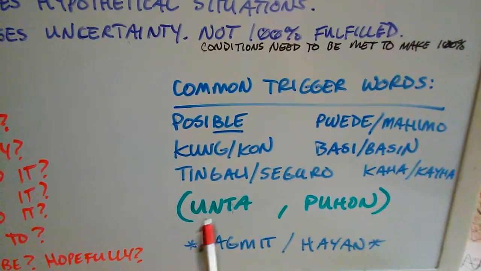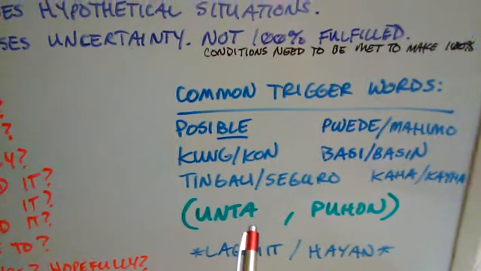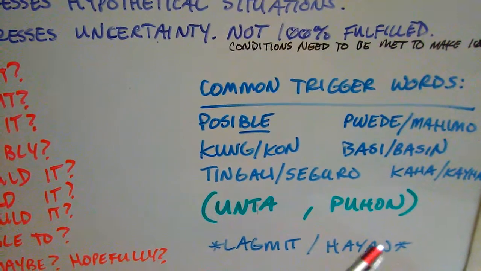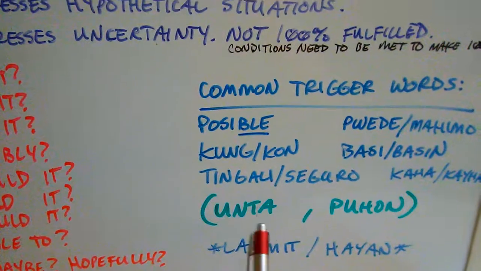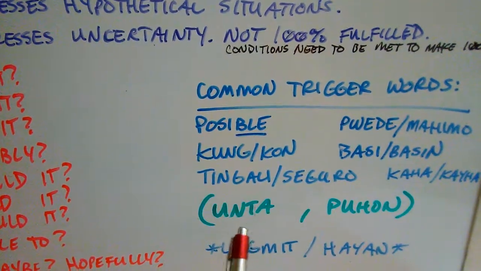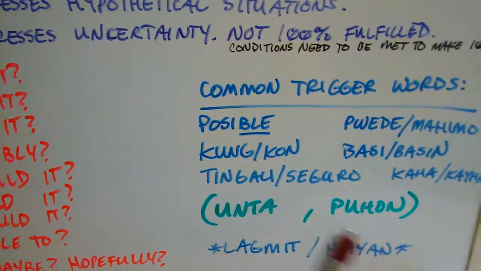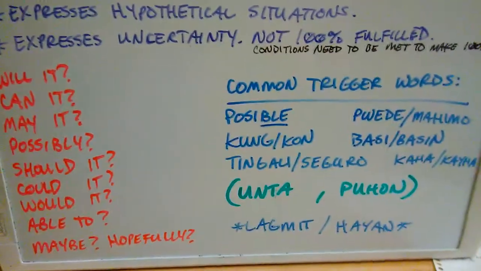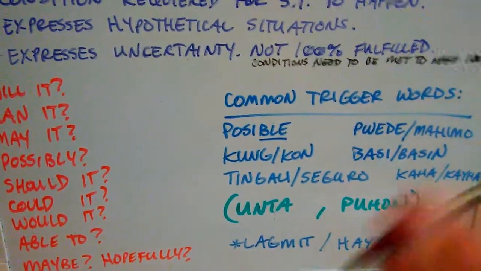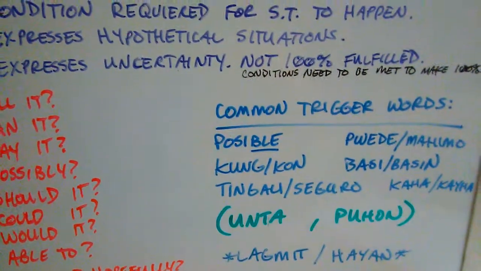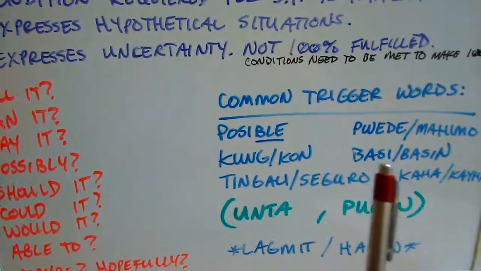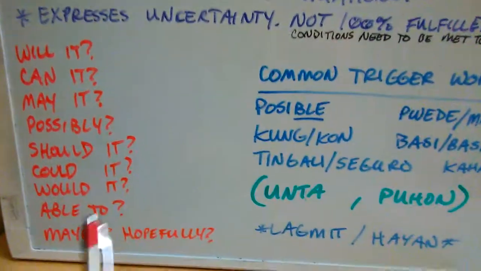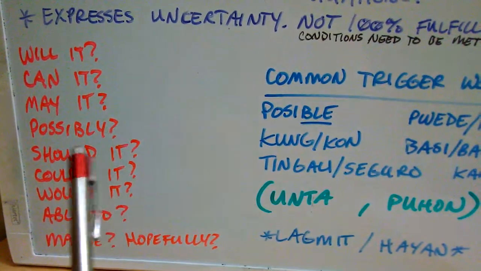And then of course we have our two little subjunctive things, right? Unta and puhon, which I will talk about in a future video. But unta and puhon also fall under the lines of conditionality because they do express uncertainty and hopefulness, but they're very special in a way that they're gonna get their own video. Anyway, just get yourself acquainted with those kinds of words because these are common trigger words that will trigger a conditional statement. When someone uses these words and you hear them, you're gonna think, oh, okay, well, am I able to do it? Can I do it? May I do it? Is it possible that I can do it?